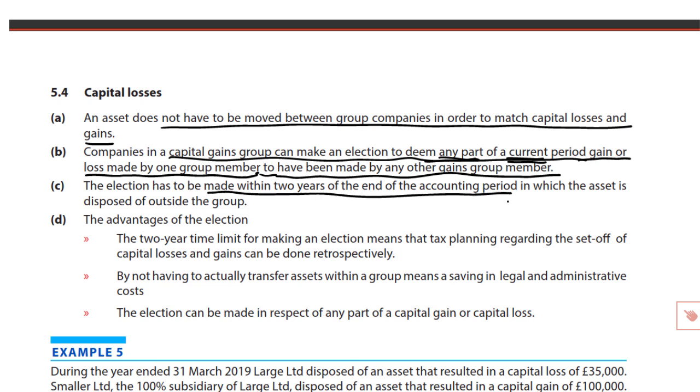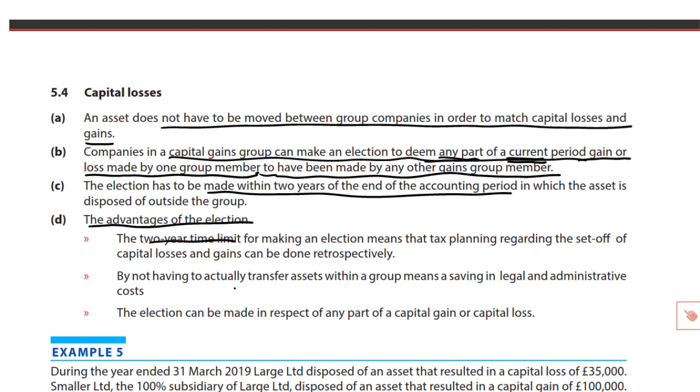Now, the reality is that you're going to ensure that you make these claims by the time you submit your corporation tax return, and probably even before that, potentially, the time you have to pay your tax. You will have moved these before you submit your corporate tax returns and before you pay your tax. The advantages of the election.